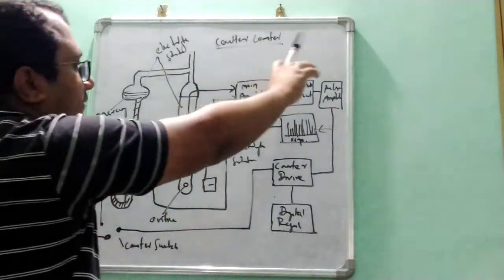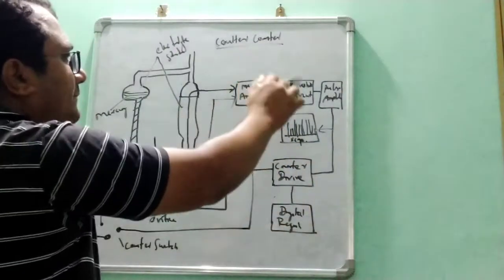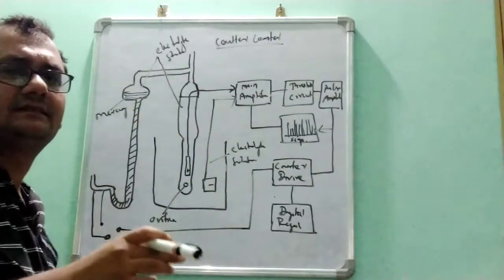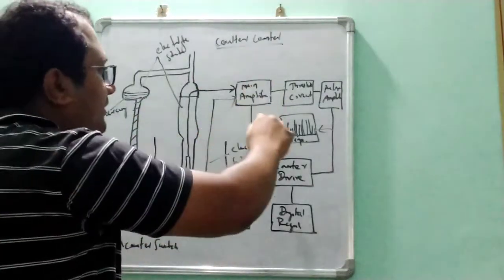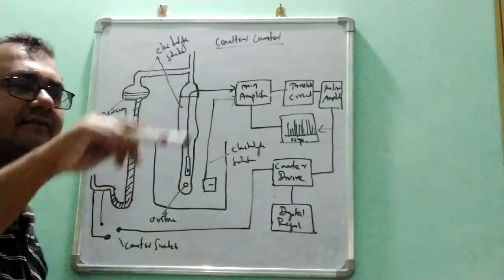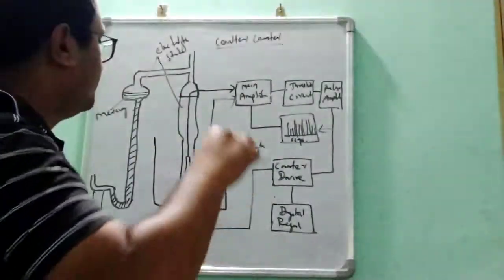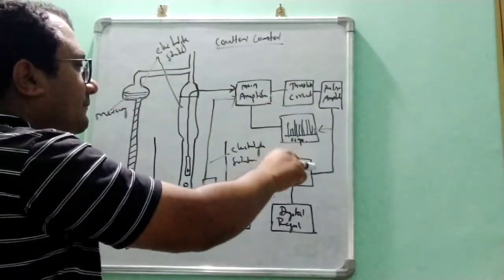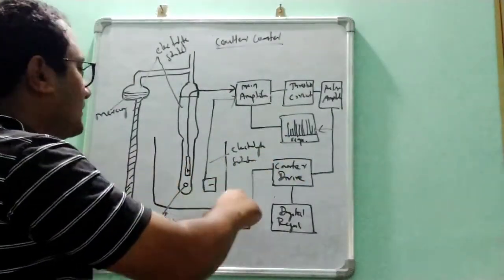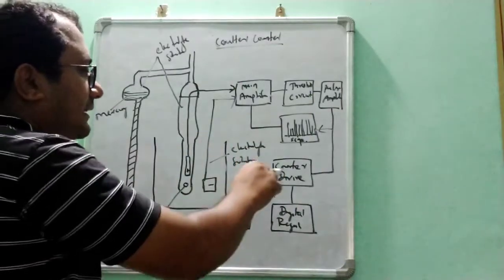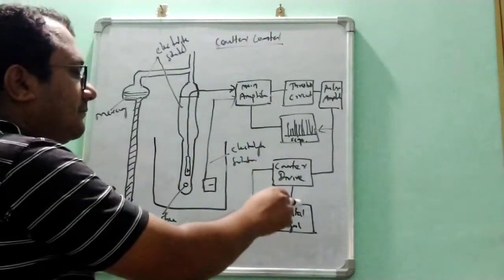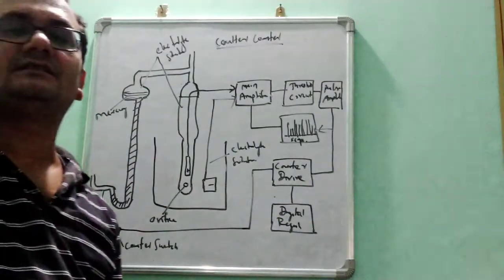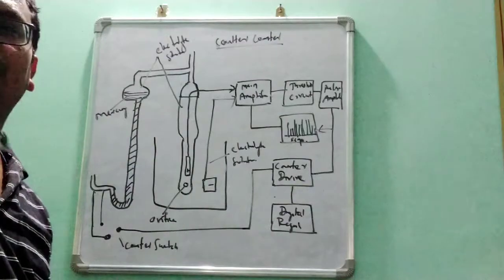Then it will be connected to other circuits, main amplifier, threshold circuit, pulse amplifier, different types of amplifiers are used. Finally it will be connected to a scope where we can get the graph, and how much volume is displaced will be recorded here. Finally another circuit is connected, that is the counter drive, and finally digital readings. This digital reading will tell what volume we actually got.